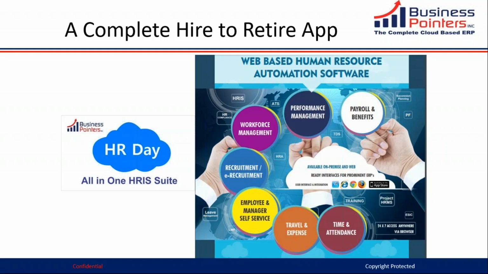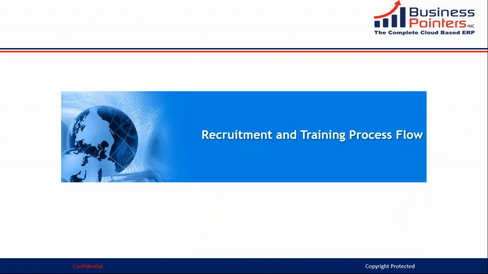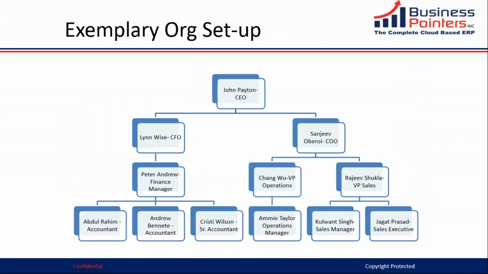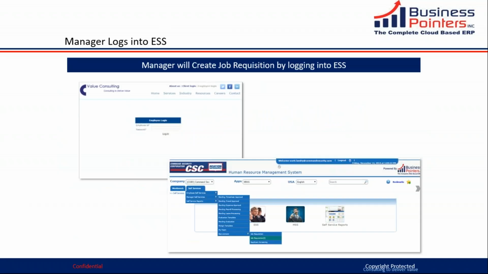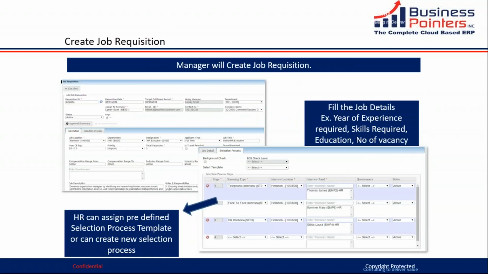And it's also got an ATS system, which is applicant tracking or recruitment and hiring. And then it's got training and development, which is also called LMS, Learning Management System. So we might just go over a typical organization chart and the recruitment process. I'll first show this on a PowerPoint, and then we can go in the software and take it from there.